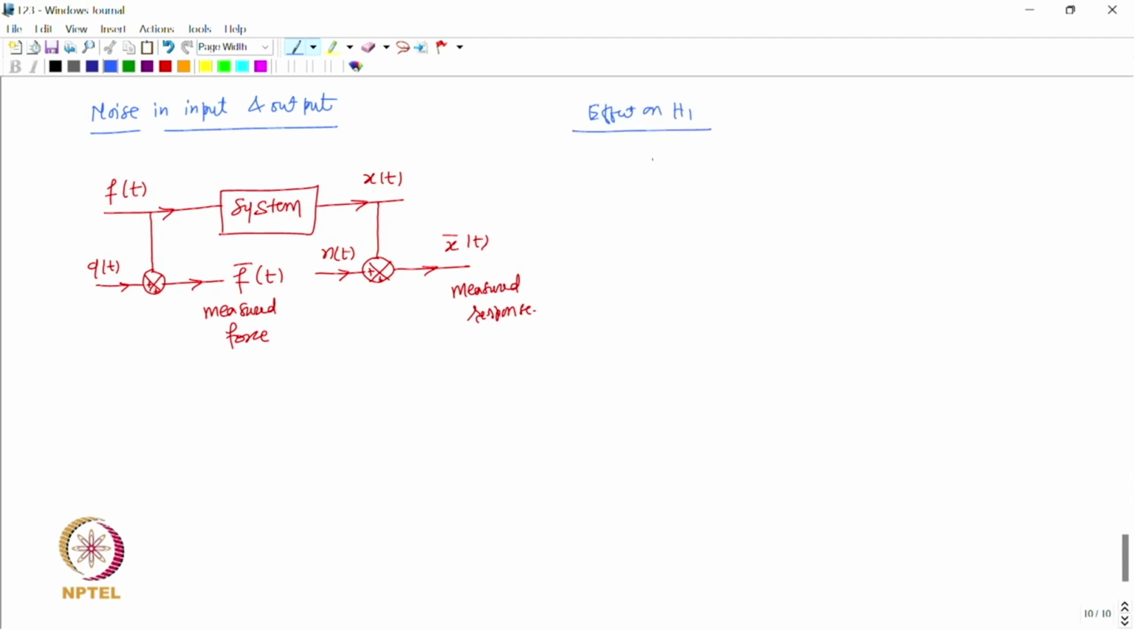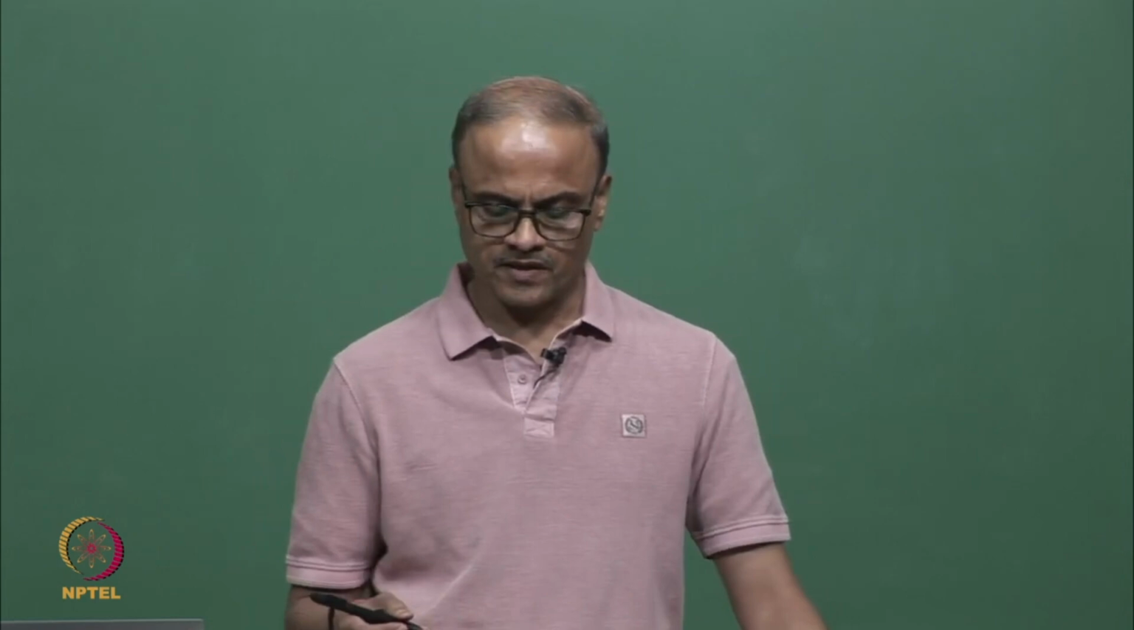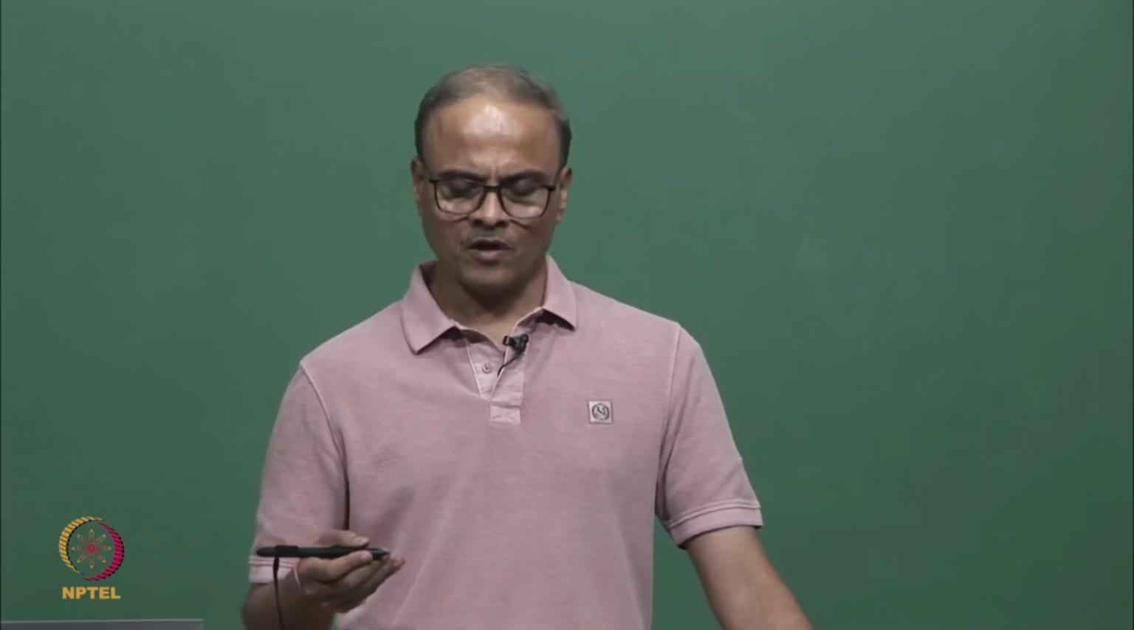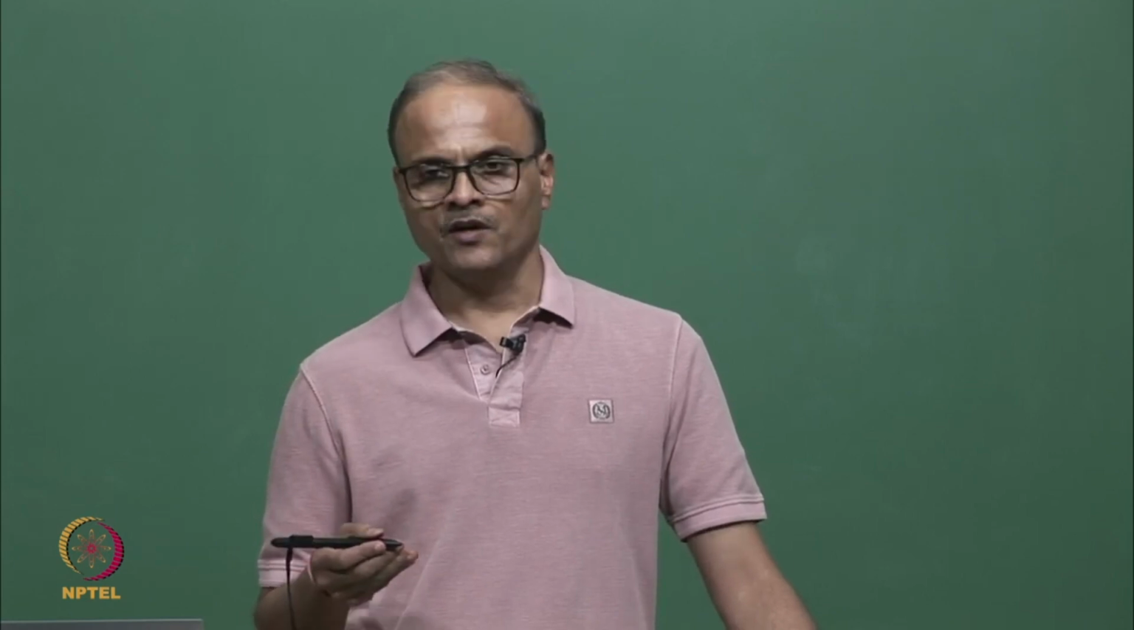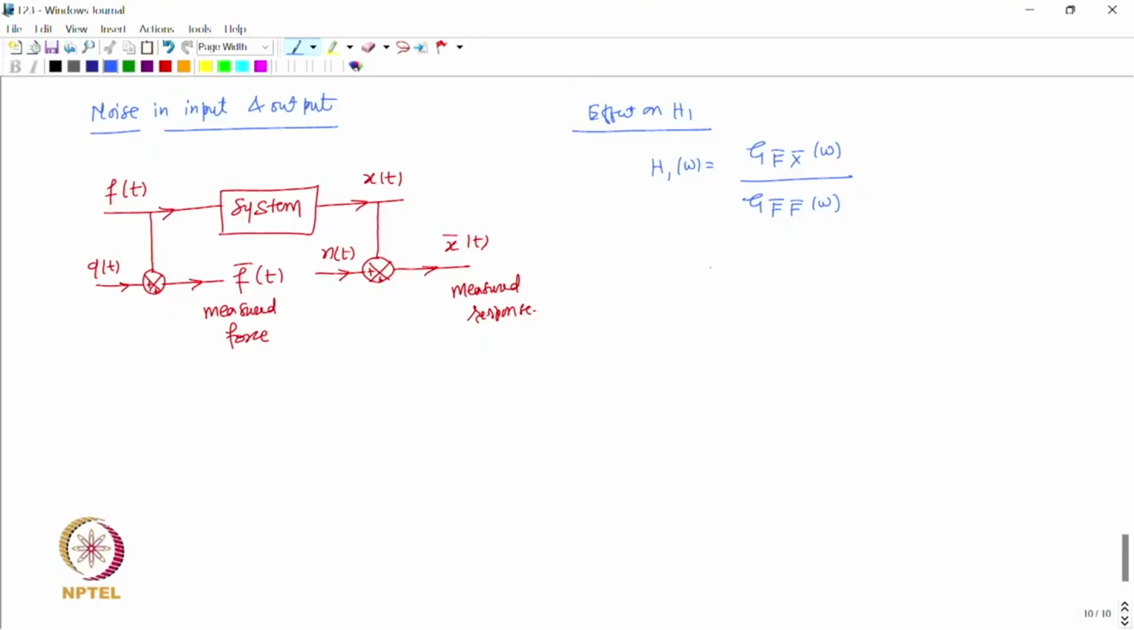So, H1 is given now by G f bar x bar omega divided by G f bar f bar omega. So, now we can analyze this case similar to the analysis we did when the noise existed only in the input and output. G f bar x bar should be equal to G f x, right. And why is that so?